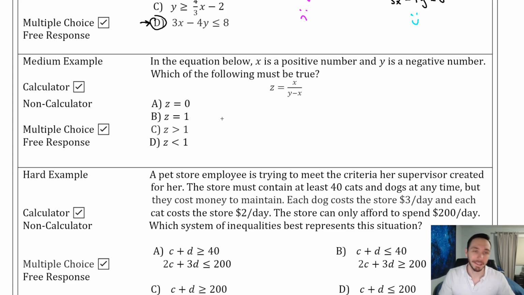This is a fun one, I do like this one. In this equation below, x is a positive number and y is a negative number. Which of the following must be true?